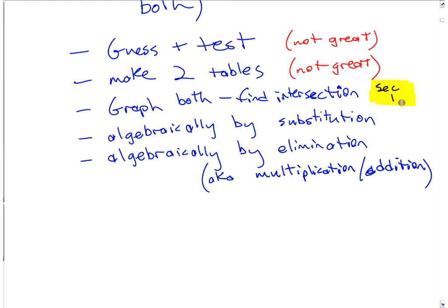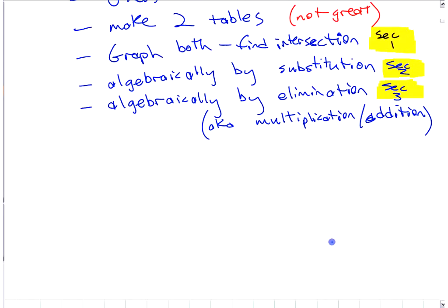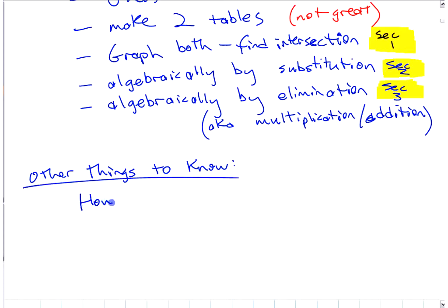Okay, so here's the 3 big ones, right? That one, and that one. Sections 1, 2, and 3, you're looking at that. This is section 2. This is section 3. You also have to look at a concept that's fairly straightforward if you realize that all we're dealing with is straight lines. Other things to know. Here's some other things to know in this unit. How many solutions might there be?